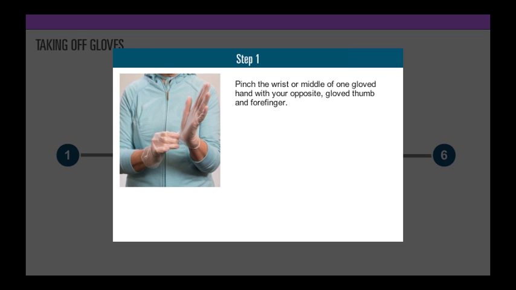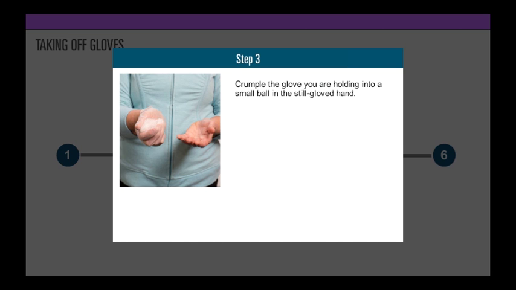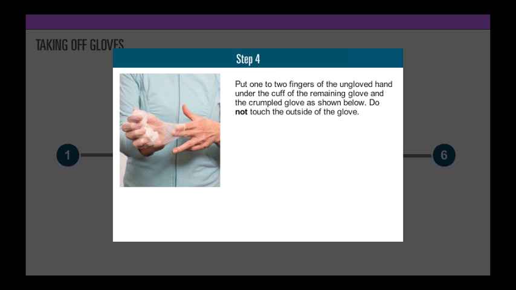Pinch the wrist or middle of one gloved hand with your opposite gloved thumb and forefinger. Pull the glove down over your fingers so that it comes off inside out. Crumple the glove you are holding into a small ball in the still gloved hand. Put 1 to 2 fingers of the ungloved hand under the cuff of the remaining glove and the crumpled glove as shown below. Do not touch the outside of the glove.